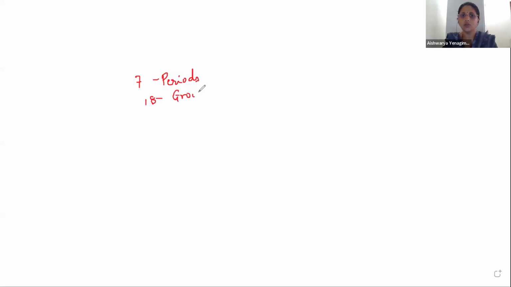And there is a speciality about these periods and groups also. If you look at the periods, each period starts with an alkali metal and ends with a noble gas. This is about periods.